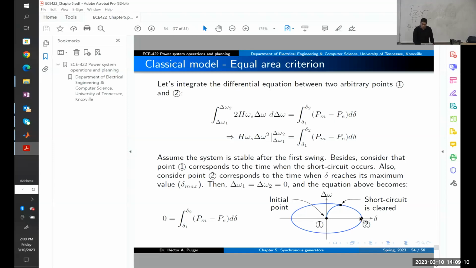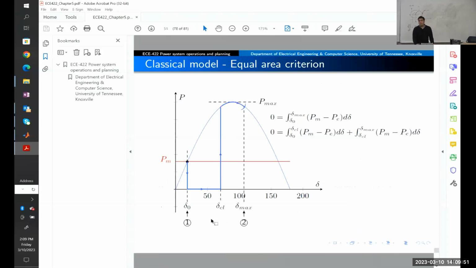So if we pick these 2 points, 1 and 2, the evaluation of this expression, because delta omega 1 and delta omega 2 are 0, will vanish. So basically what we have obtained is that the integral between these 2 points of the accelerating power must be 0. Yeah. So that's basically the equal area criterion. We haven't discussed yet why equal area, but this is the main relationship that we are getting with this criterion.